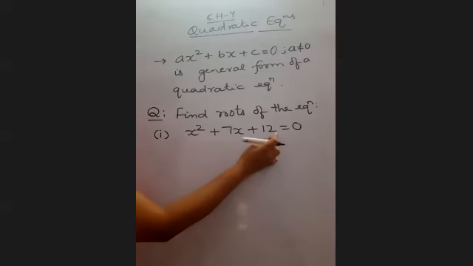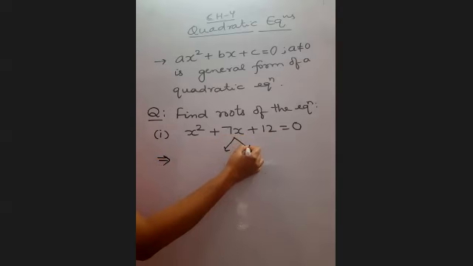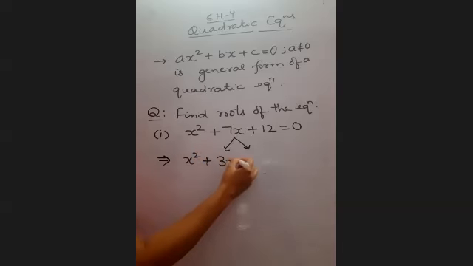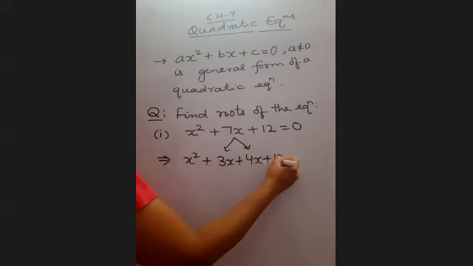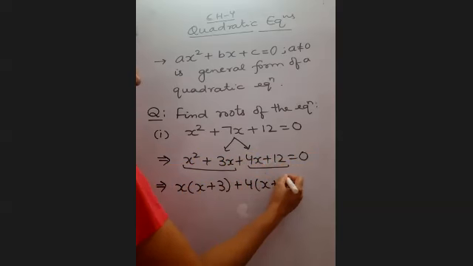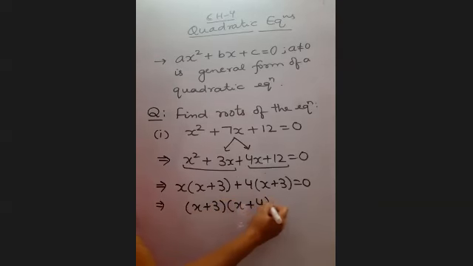We know how to factorize this using the middle term split method. 7x will be split as 4x plus 3x. So x squared plus 4x plus 3x plus 12 equals 0. What is to be taken common? x from the first two terms: x into x plus 4, and 3 from the last two: plus 3 into x plus 4. So (x plus 3)(x plus 4) equals 0.